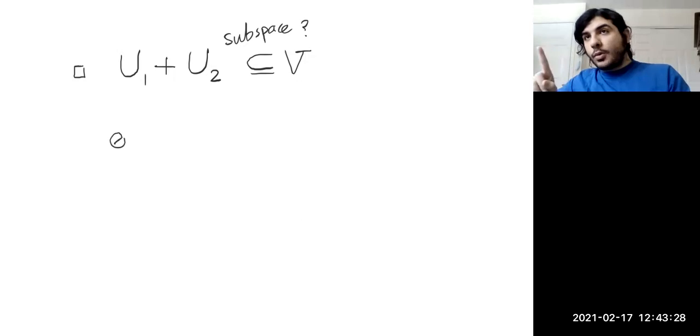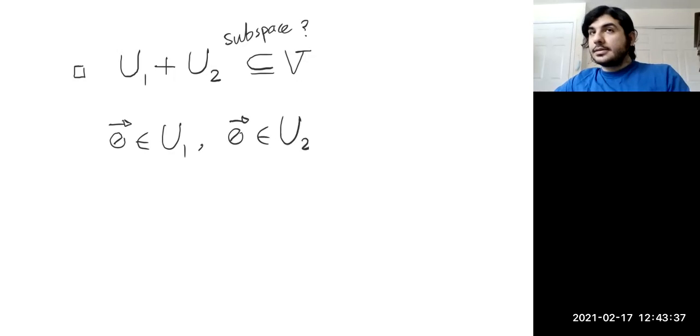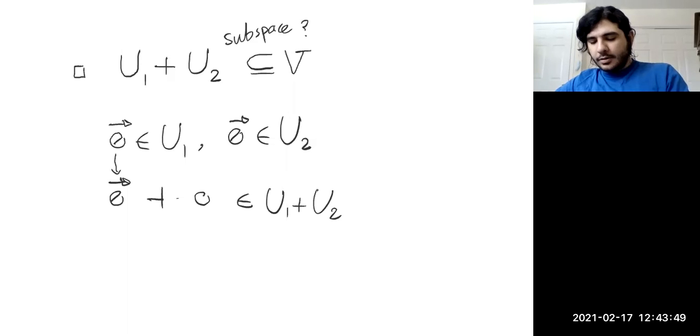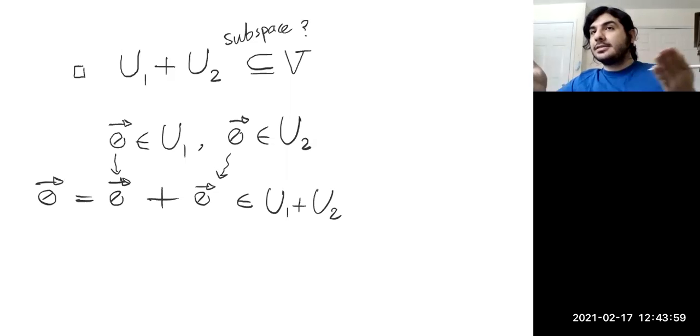Well, because U1 is a vector subspace, it has 0. U2, because it's a vector subspace, it has 0. And U1 plus U2 is the sum of elements in U1 and elements in U2. So 0 from U1 plus 0 from U2 is an element in U1 plus U2. But 0 plus 0 is just 0. So the 0 vector is in this subspace U1 plus U2. That's one thing.